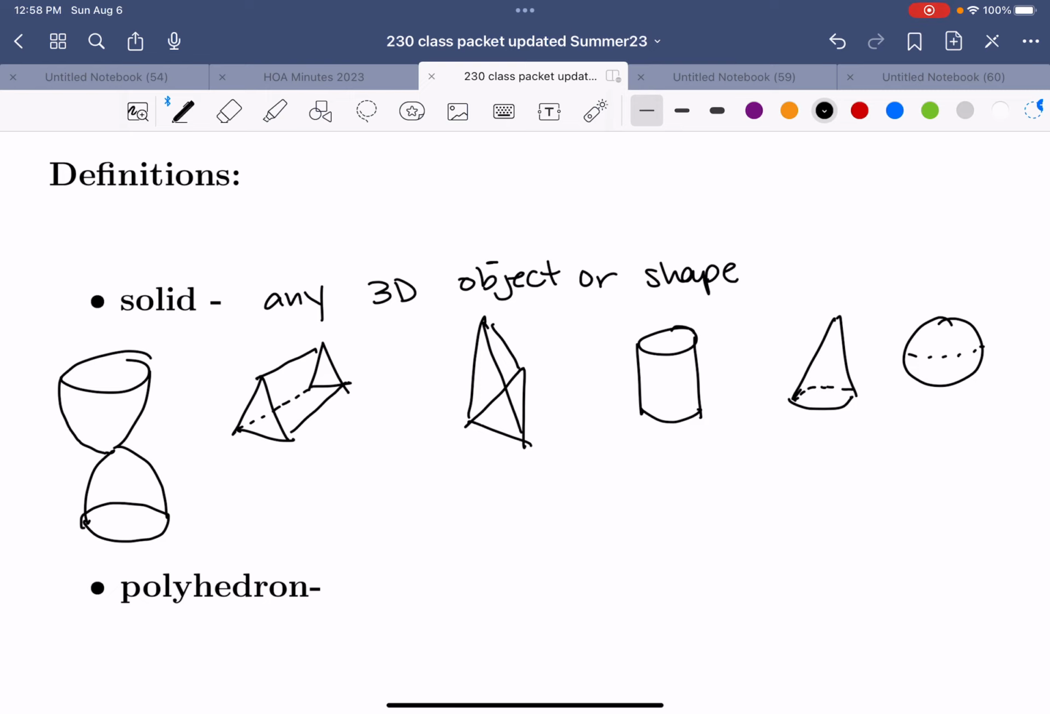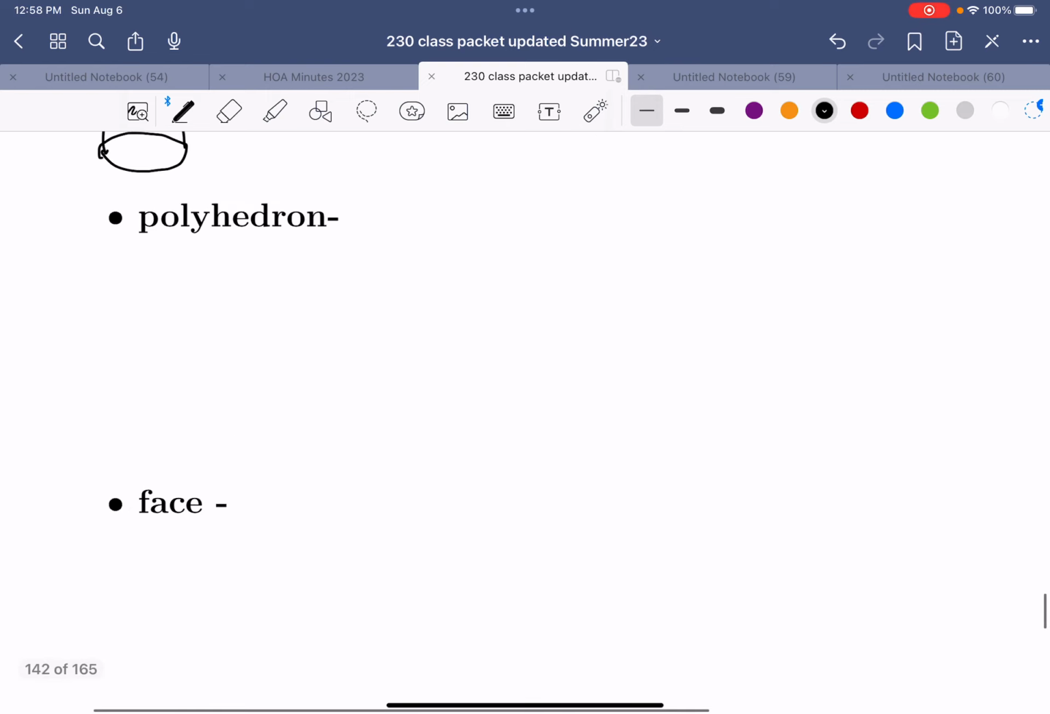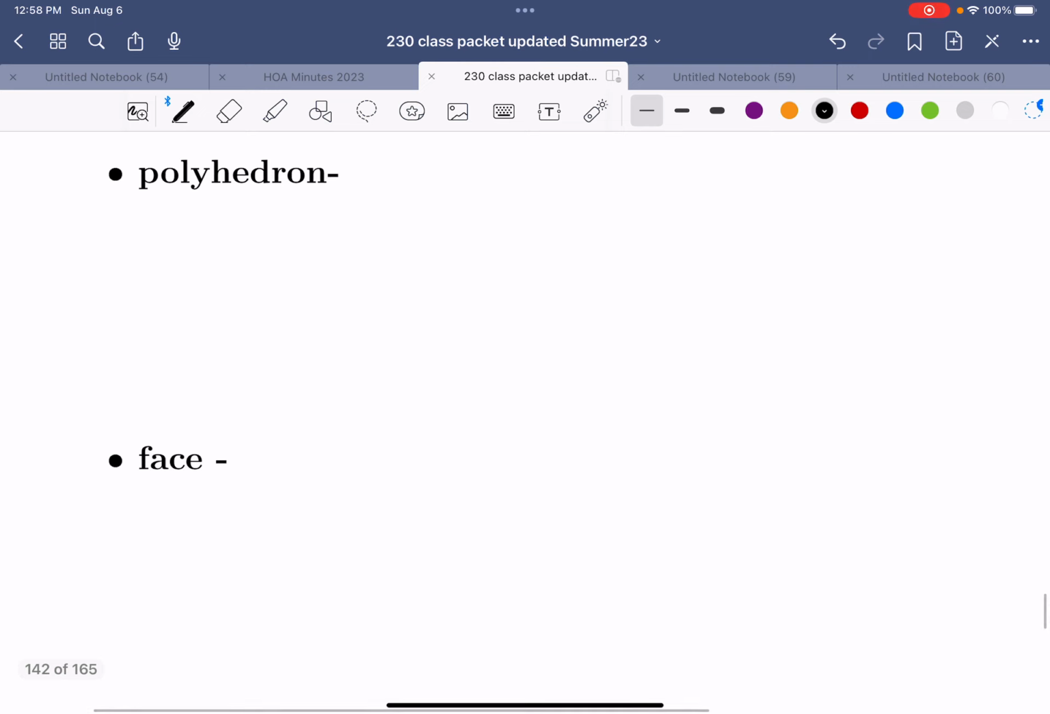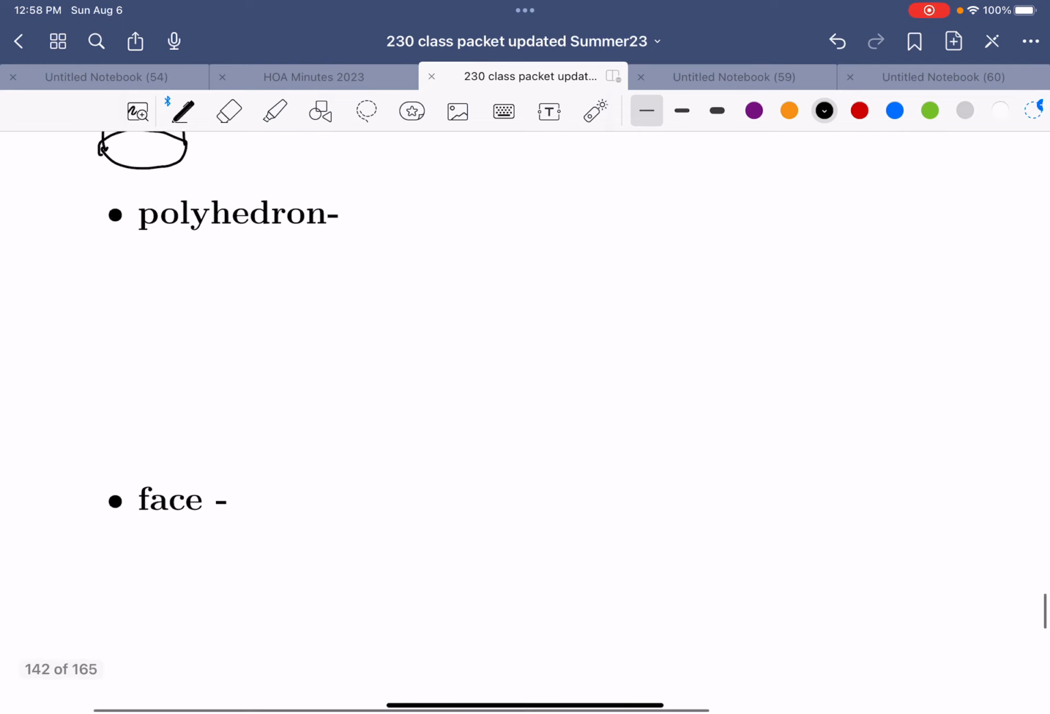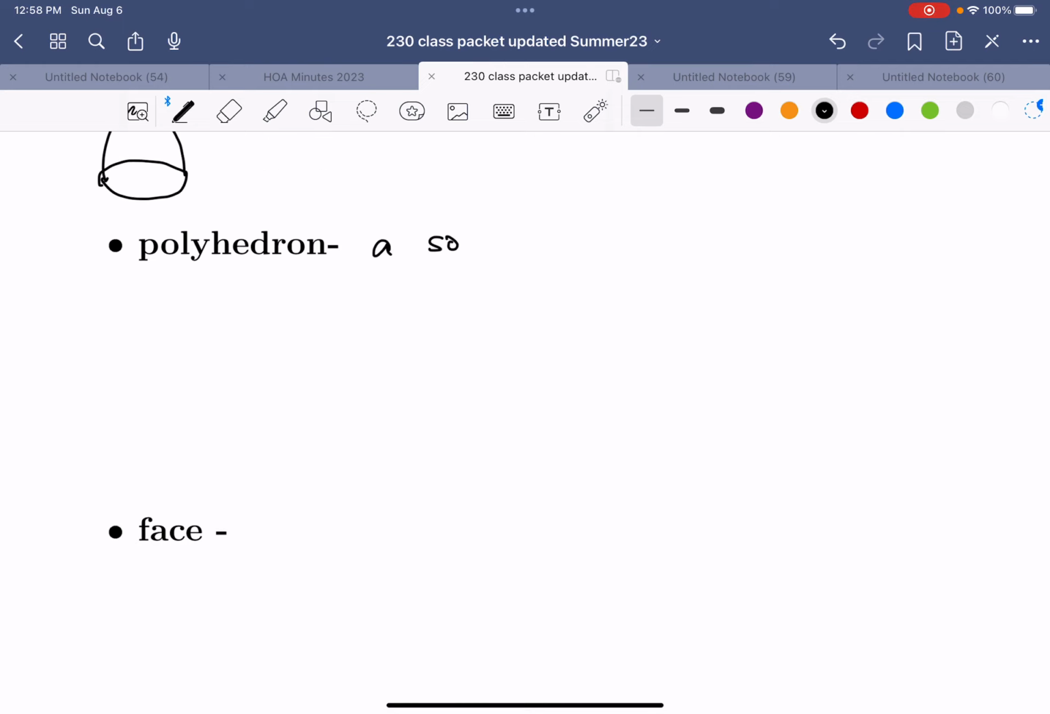That's filled in. All right, then a polyhedron, this is very similar to the idea of a shape versus a polygon. So a shape is any kind of closed figure, and then a polygon is a special kind. Same thing for a polyhedron. A polyhedron here is a solid that consists of, I'm going to say the word flat here, polygonal regions.